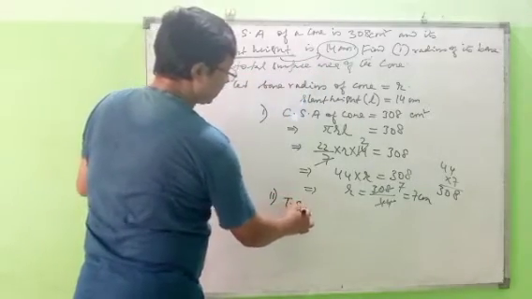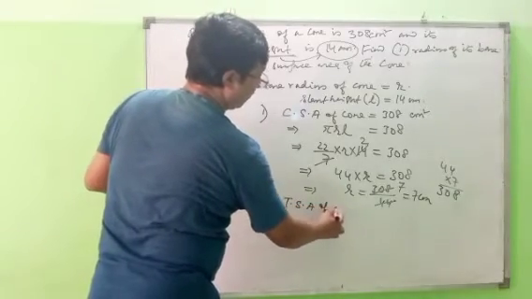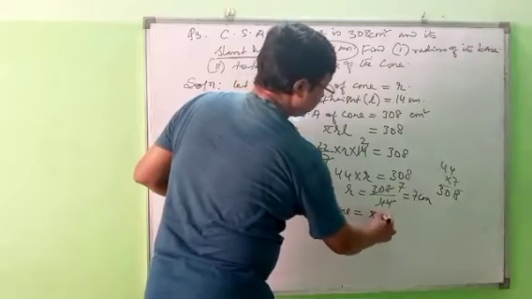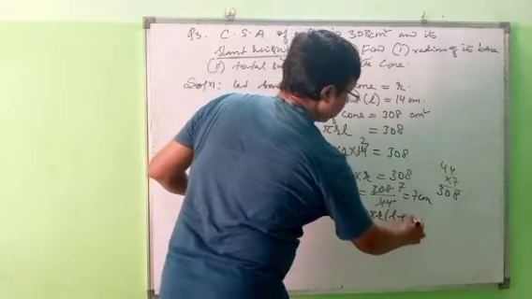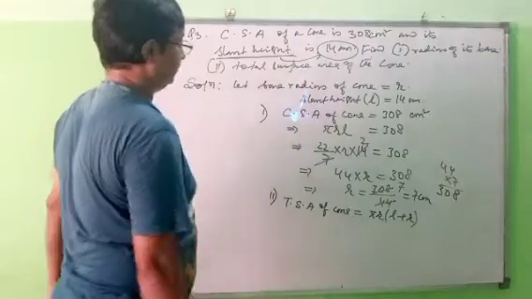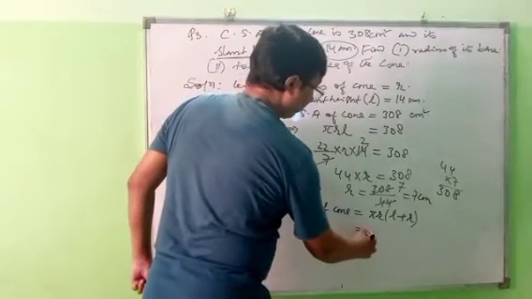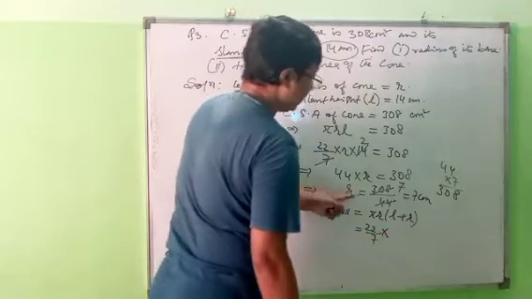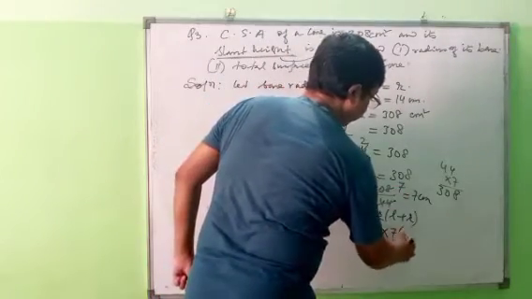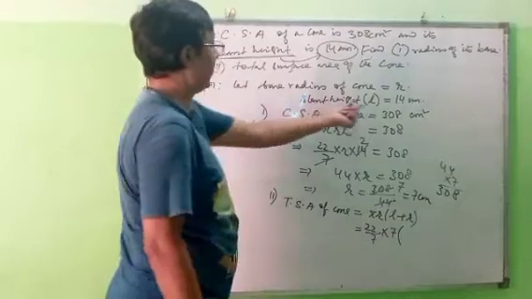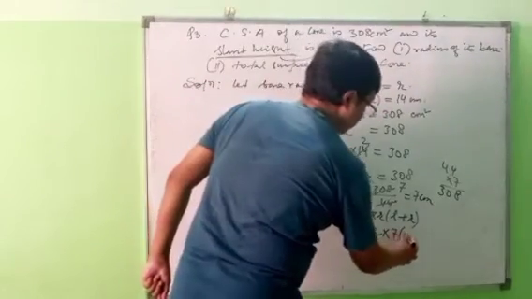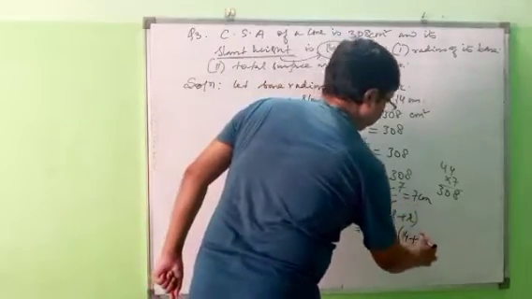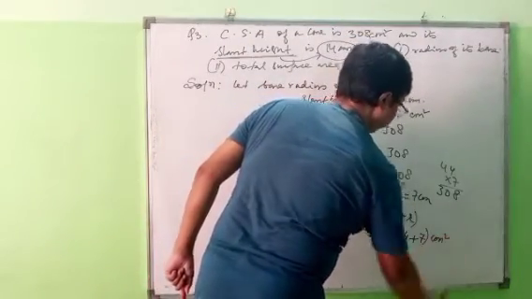TSA, the total surface area of cone, this one is given by pi r into L plus R. So now here the value of pi, you just put it into radius. Radius is given 7 into slant height, that is L, divided by L. So 14 plus radius, you got 7. So you get centimeters square.